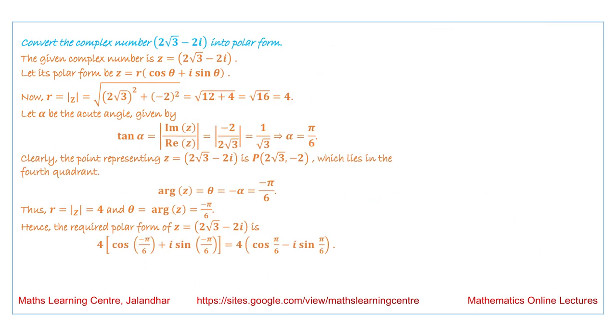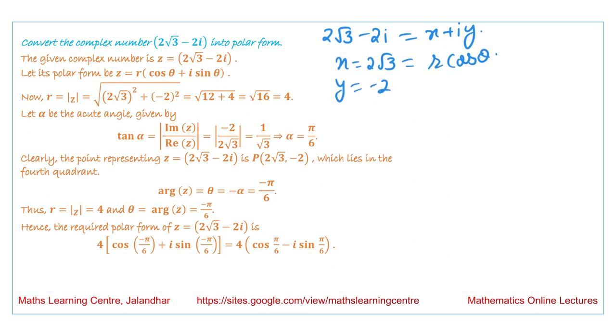Next is the number 2 root 3 minus 2 iota. Suppose we write it as x plus iota y. So the value of x is 2 root 3, and we substitute x equal to r cos theta. We have y equal to minus 2, that is equal to r sin theta.